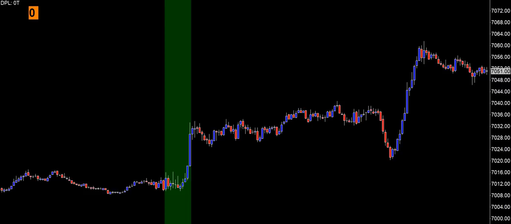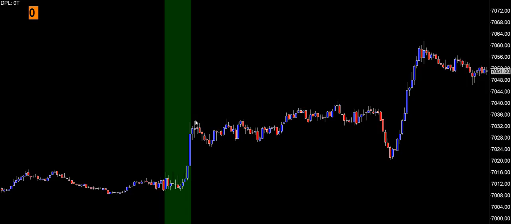For instance, we can see over here, there was a little sideways going into this green area here, which is the beginning of the session at 9:30. So up and down, and then all of a sudden, demand came into play. You get this big bar up here, and this takes out the high.